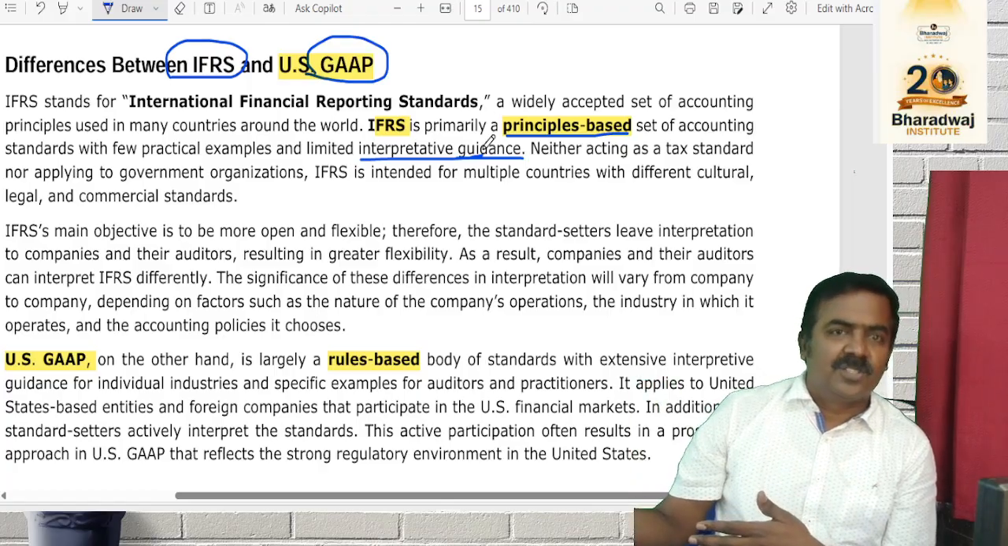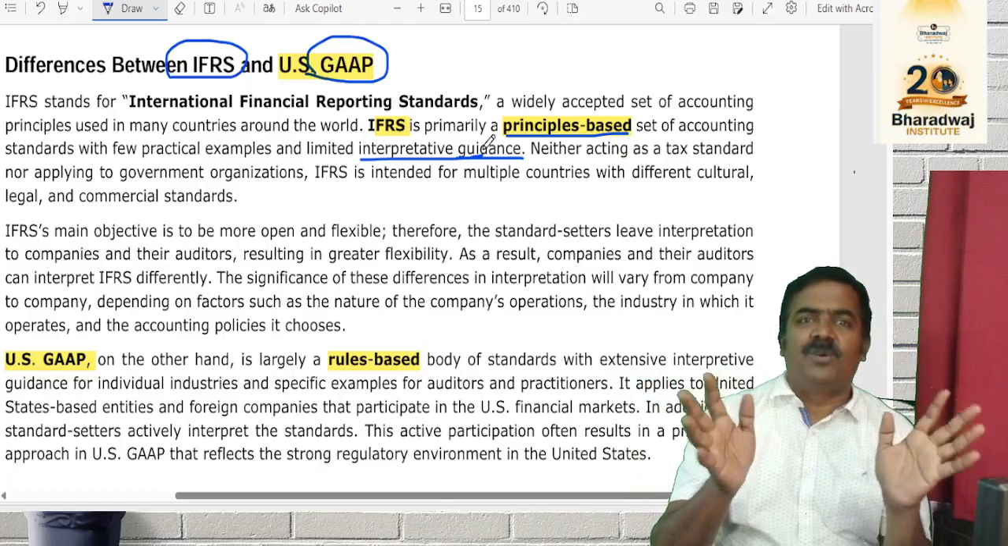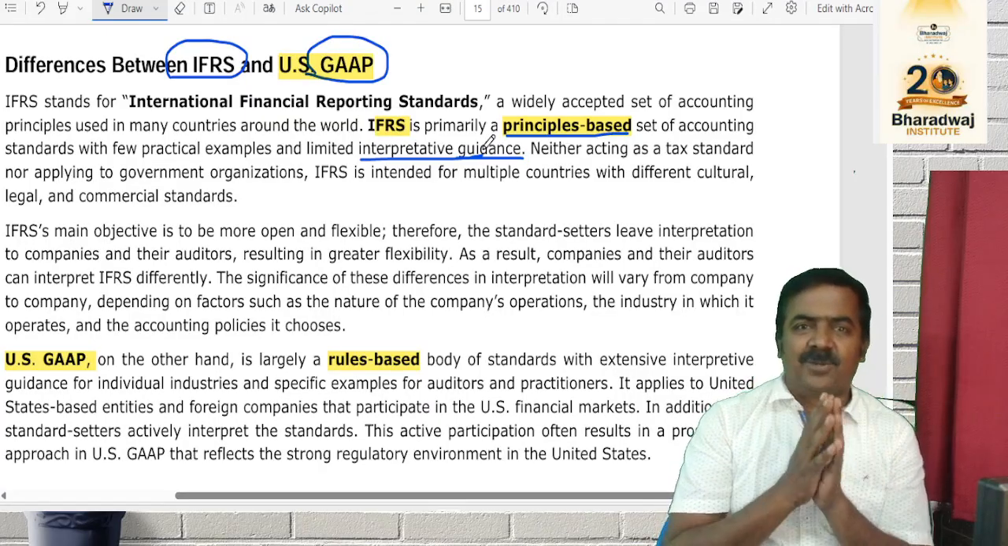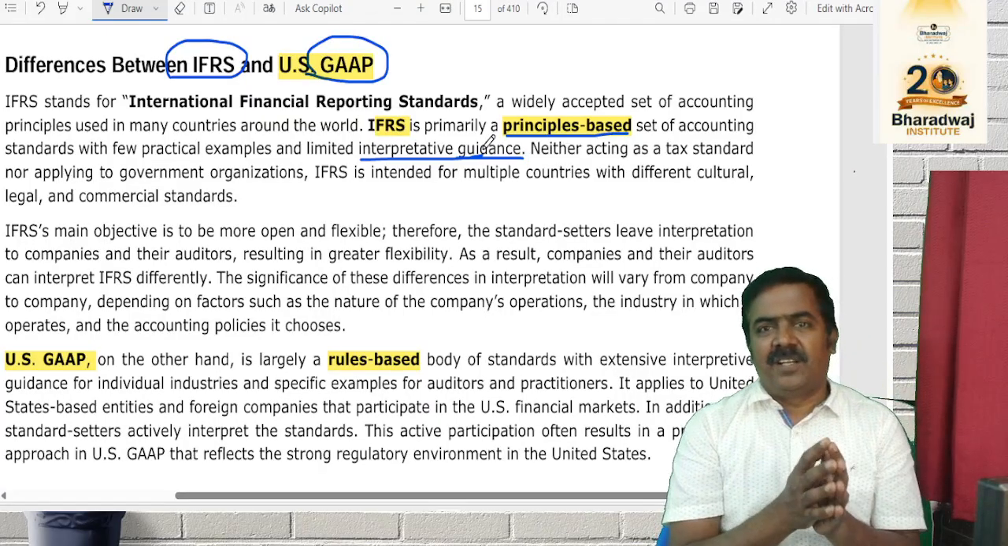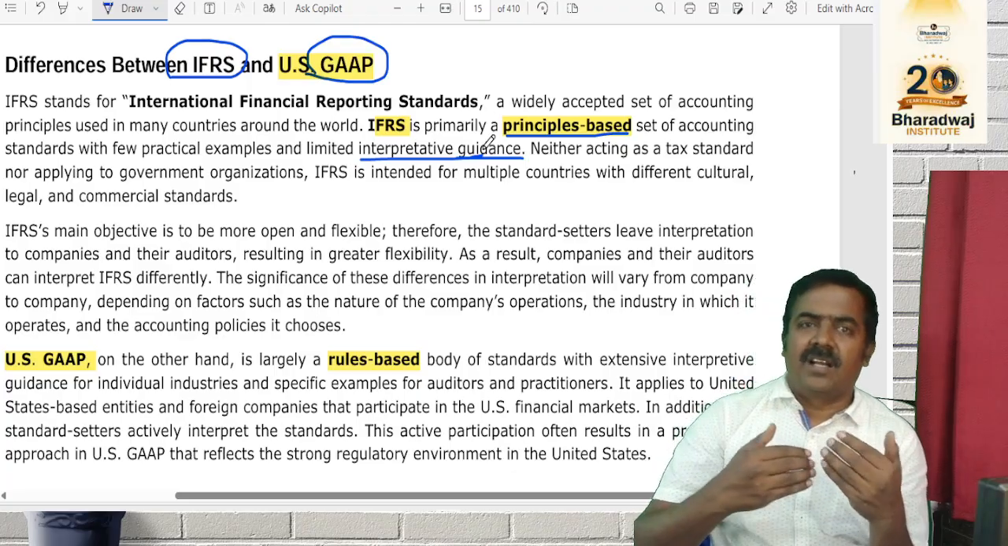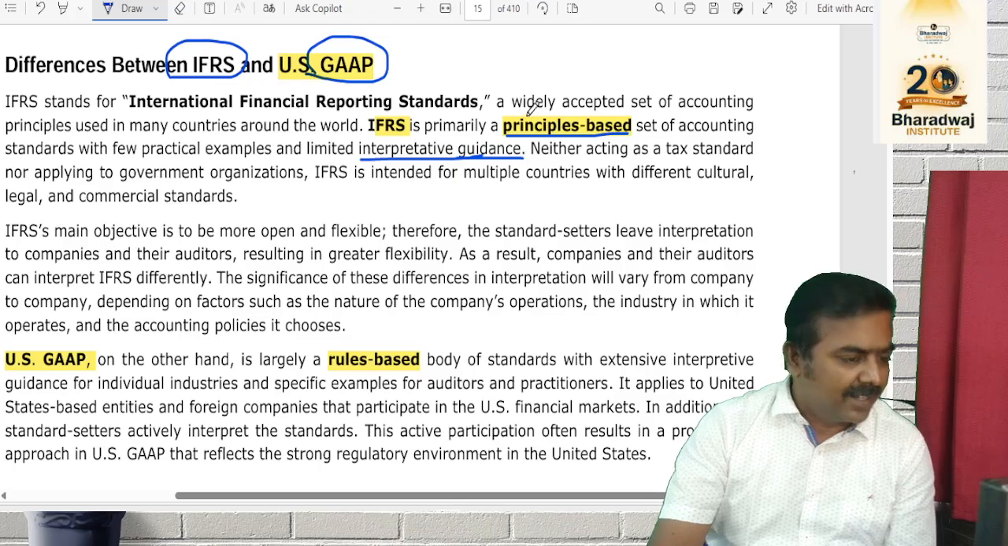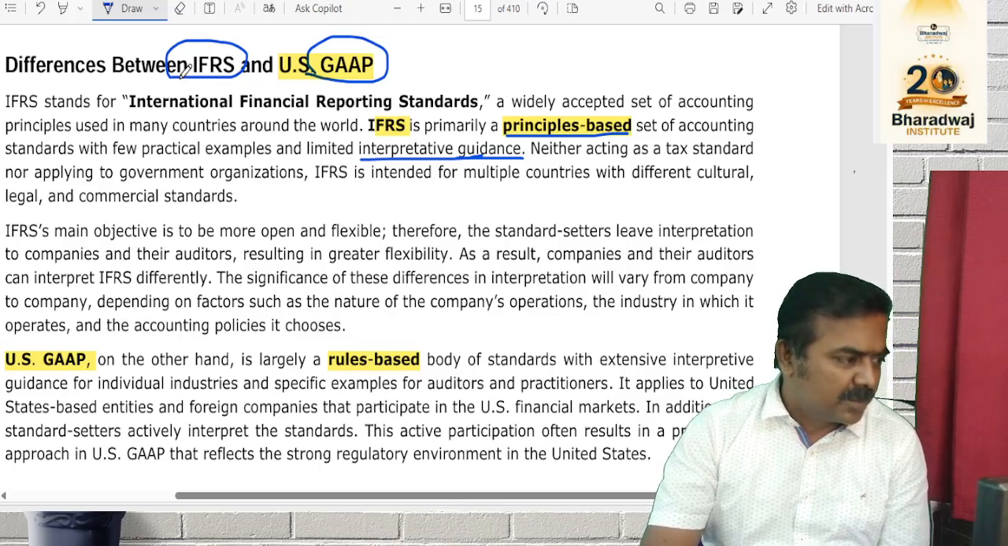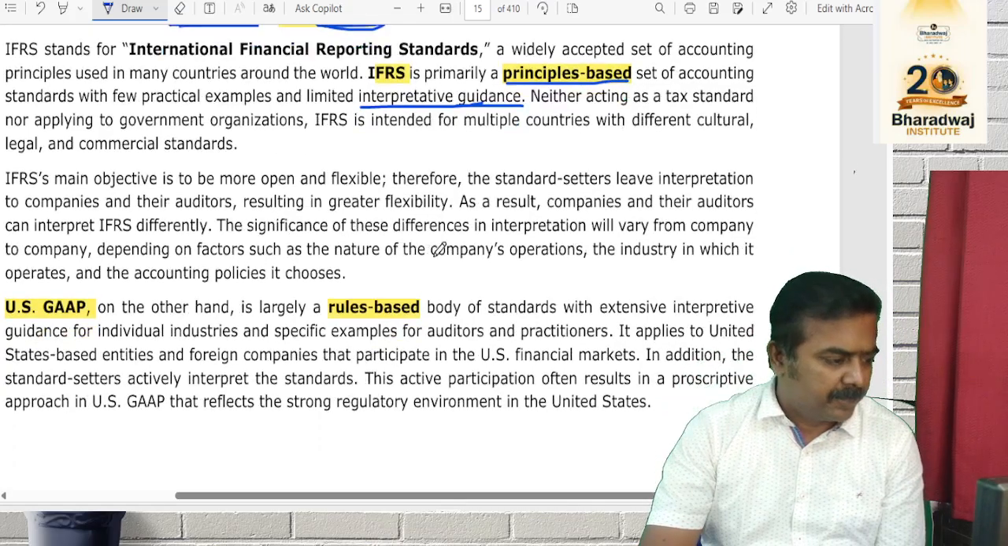Your US GAAP will not tell anything. US GAAP told only one rule: recognize income on accrual basis. But IFRS will guide me how to recognize income on long-term contracts with customers like that. So that is about IFRS and which one? US GAAP.